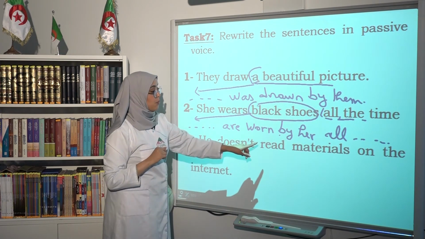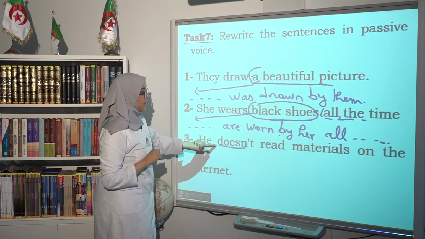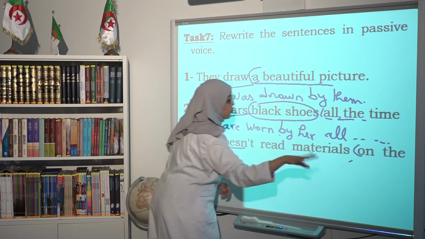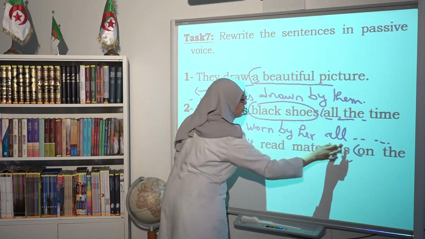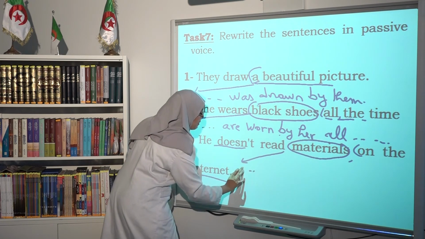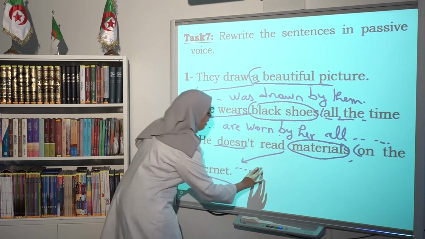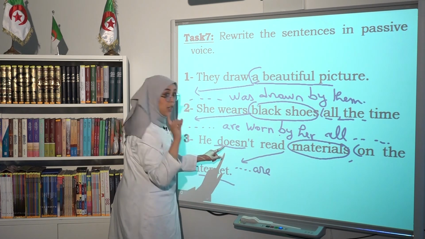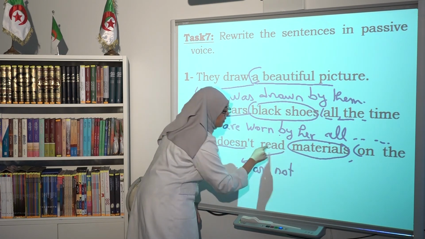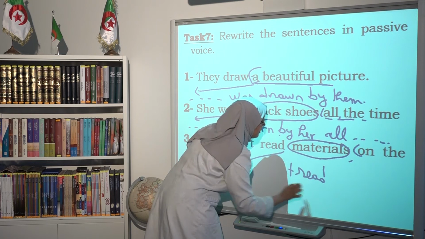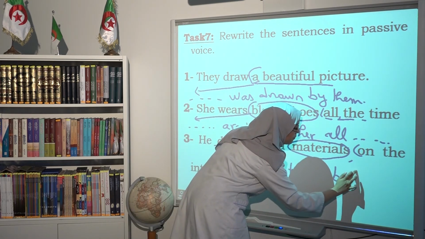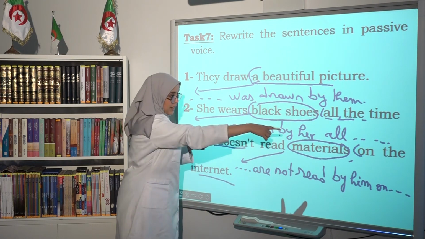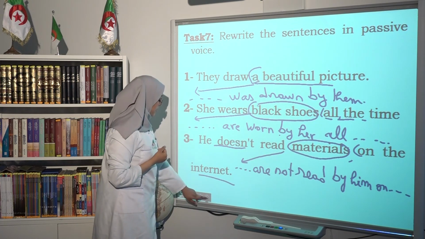Next one. He doesn't read materials on the internet. This one is in the negative form, so be careful. He doesn't read materials on the internet. On the internet, we're going to leave it at the end of the sentence. So I'm going to start with materials. Materials, plural, are not. Past participle the same, are not read. By him, on the internet. Do you see? So on the internet should be at the end of the sentence.